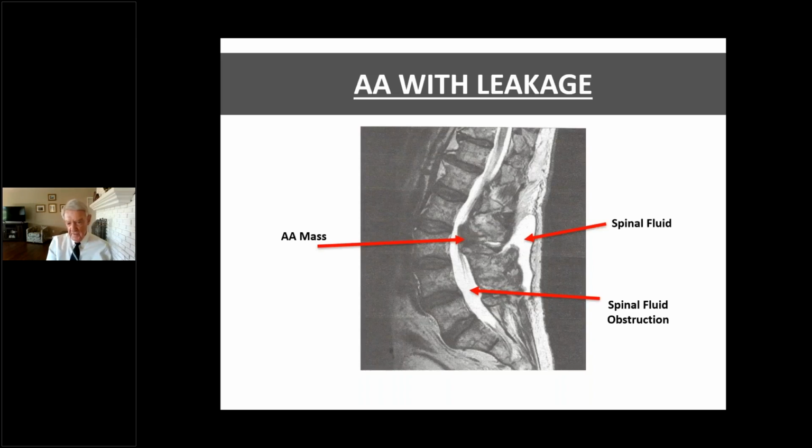Now, what's sad about this case is that here is the adhesive arachnoiditis mass. You can see it right here. It almost looks like a big black thing. And what's happened, this mass has actually eroded through the spinal canal covering, and it's leaked. And here is spinal fluid out in the tissues between the spinal canal and the skin. This is the skin, and here this mass is backing up the spinal fluid.